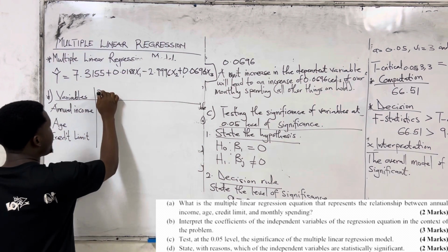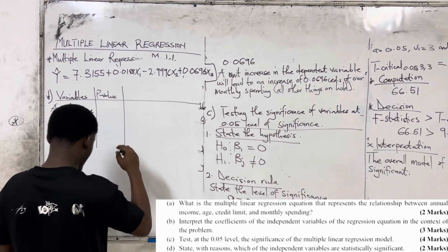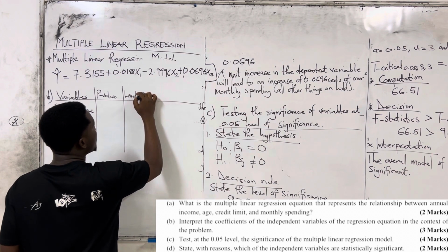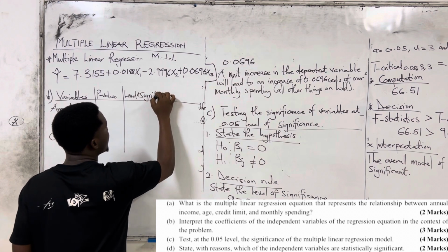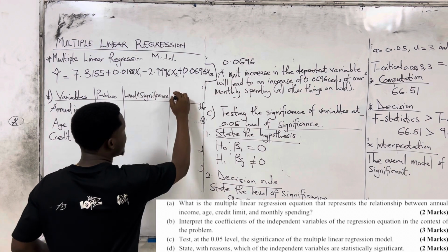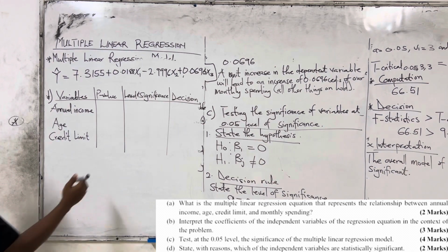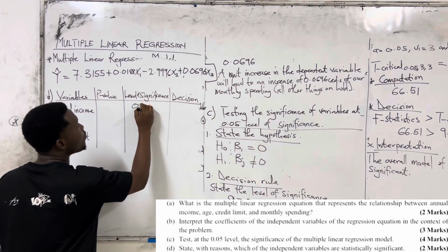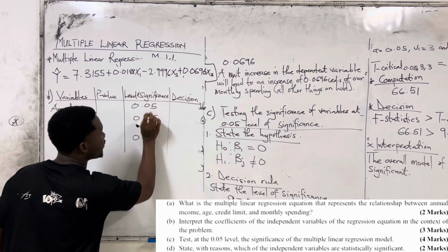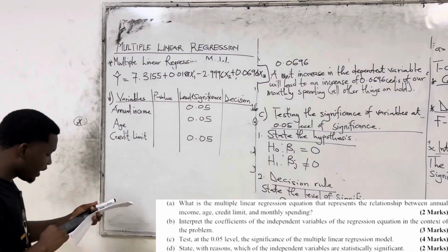Then we take our p-value, and then our level of significance. Then we have our decision, whether it's significant or not. We know the level of significance that has been given to us in the question is 0.05, and here 0.05. And then we go into the question for the p-values that have been given to us.